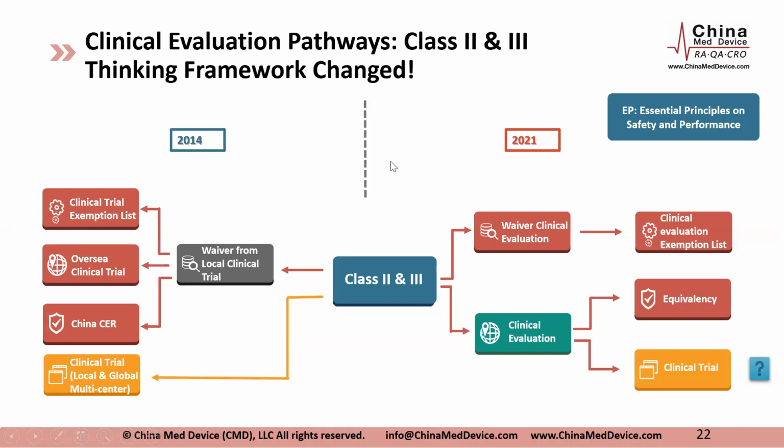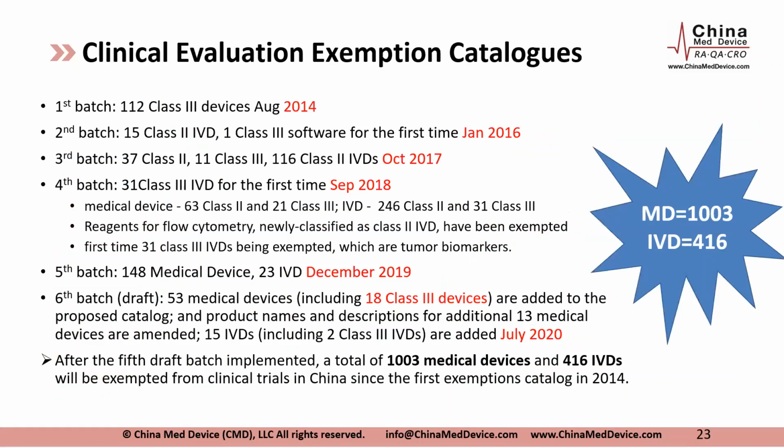So this is a quick comparison between 2014 versus 2021. Now for class 2 and class 3, there are only 2 pathways. One is, how do you waive the clinical evaluation? And then if you have to do clinical evaluation, can you demonstrate it with equivalency or similarity? If you cannot, then you've got to do a clinical trial. So there are primarily these 2 ways, and everybody wants to try to waive the clinical trial. As I mentioned, Dr. John is going to talk more about the details of how to waive it and how to demonstrate the equivalency.